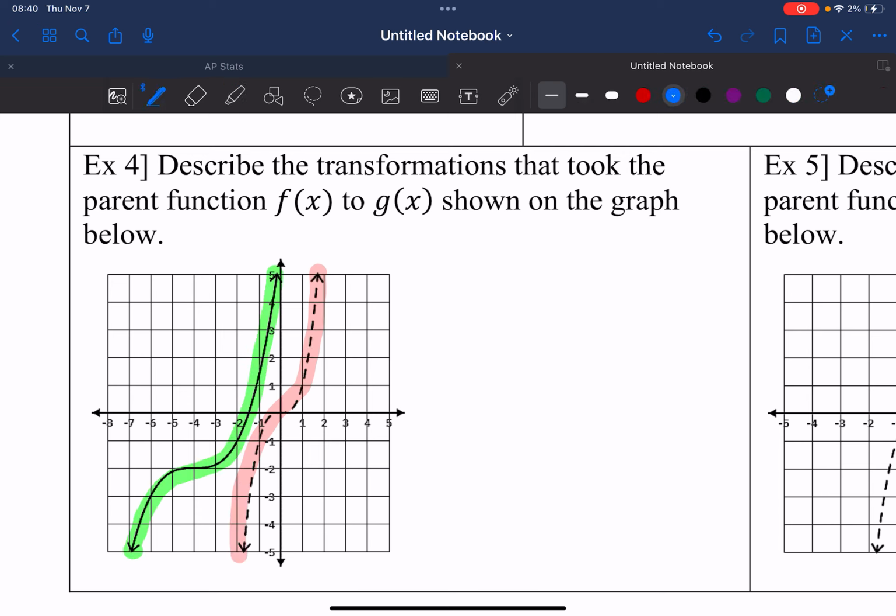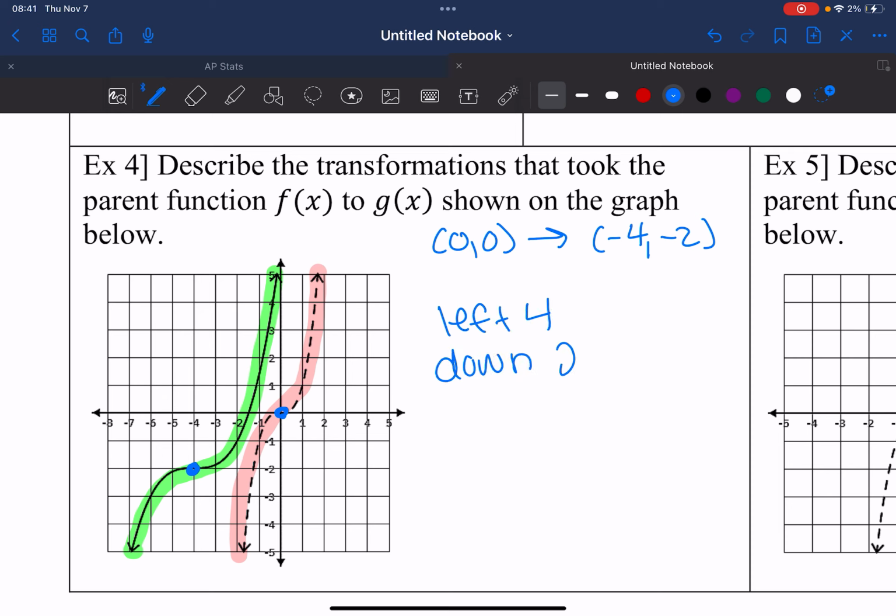First, I'm going to point out that, remember, we said that the parent function crosses through the origin. So where it starts to curve is that point 0, 0. If we were to do where it starts to curve here, that would be this point. And so we would see that we started at 0, 0, and then we transformed to -4, -2. So right away, this tells us that we went left 4 and down 2.